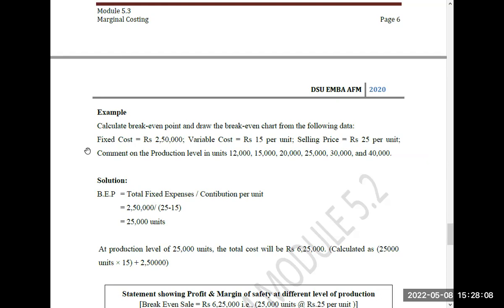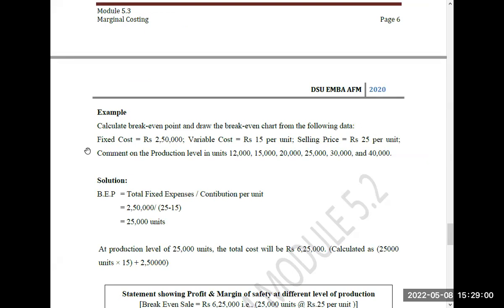Then similarly for 15,000 units at the rate of 25 rupees, it is equal to how much? 3,75,000. Third one, 20,000 into 25, that's equal to 5 lakhs. 25,000 into 25, 6,25,000. 30,000 into 25, 7,50,000. 25 rupees into 40,000 is equal to how much? 10 lakhs. Okay.